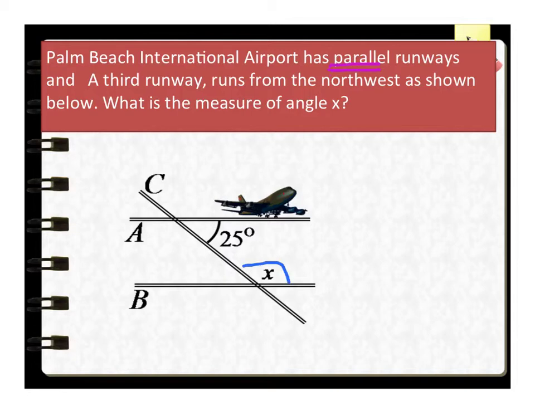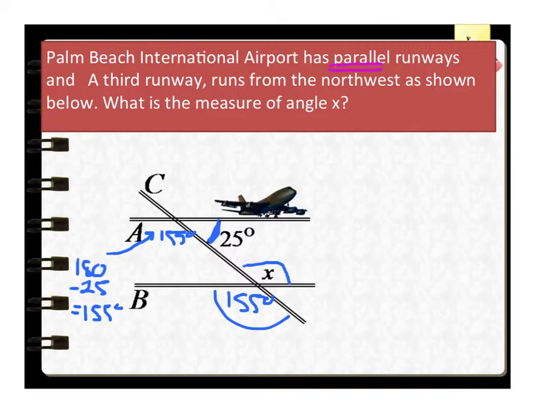So we know that if this angle is 25 degrees, this angle right here is 180 minus 25. And that gives me 155 degrees. So if this angle is 155 degrees, this angle will be 155 degrees. And according to vertical angles, the angle right here and the angle right here are opposite from each other, so they are congruent. So x is equal to 155 degrees.